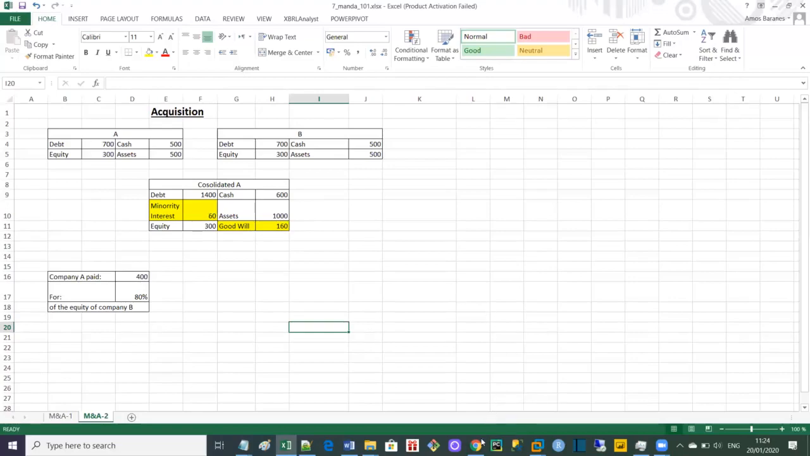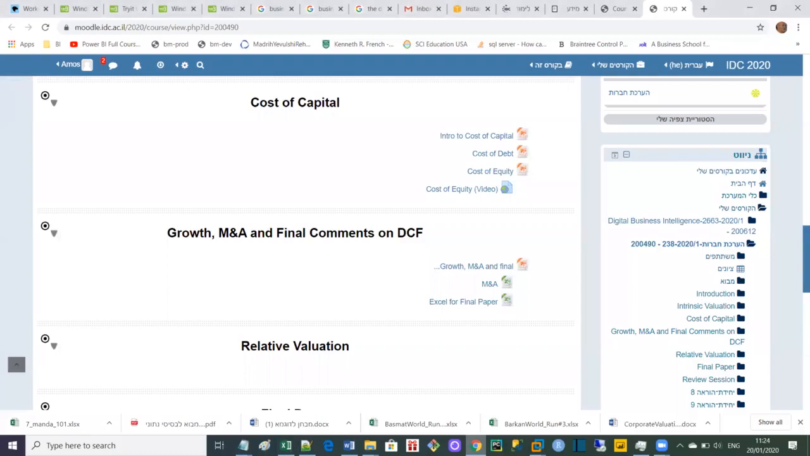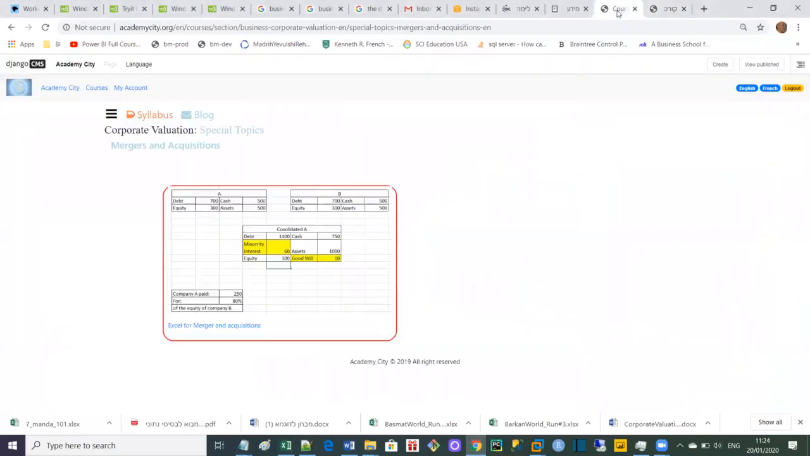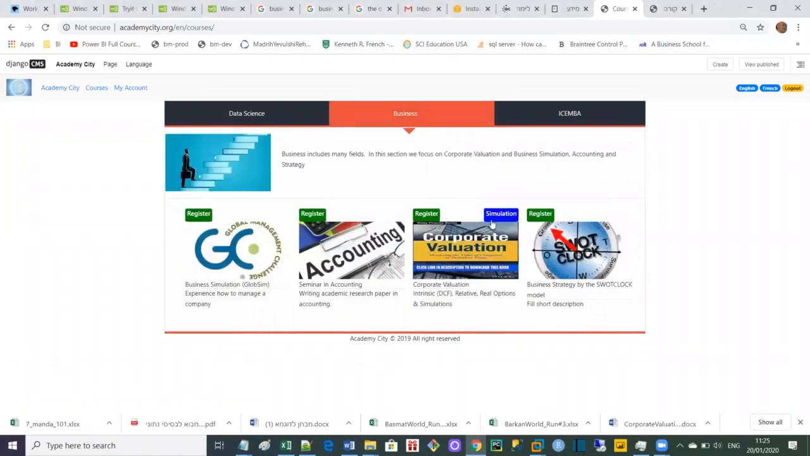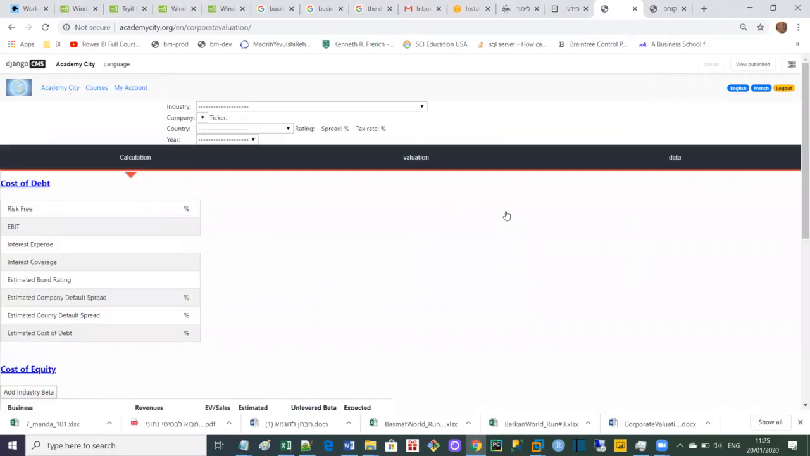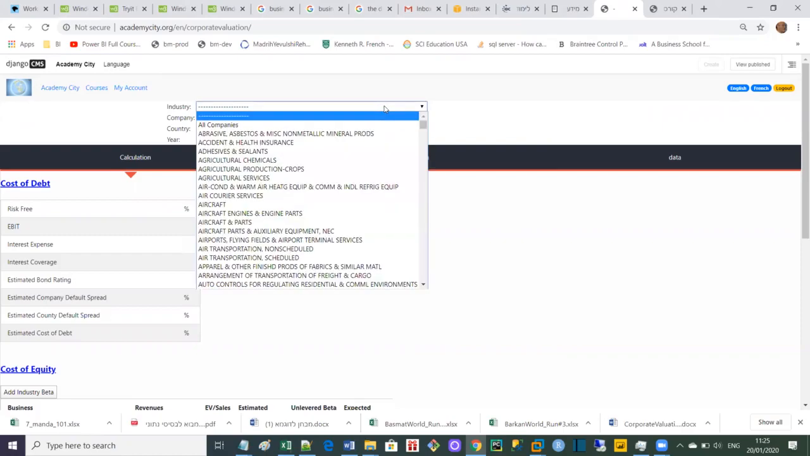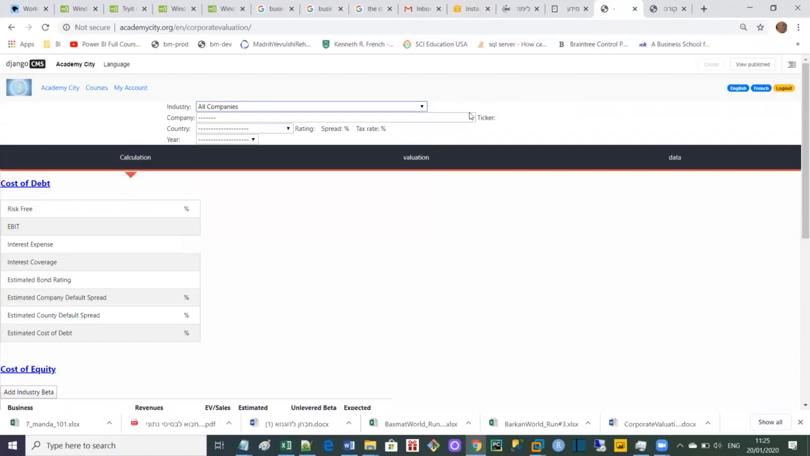Let's look at the simulation for a second. That will give us the opportunity to show how the simulation works. The nice thing about the simulation is that it also gives you all the numbers. By the way, if you notice, there's a new button here called simulation, which takes you to do a real simulation. Let's take one of the companies that I know one of your groups is using. Let's go into all companies, in case you don't know in which industry it is.